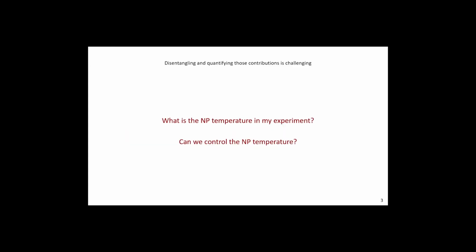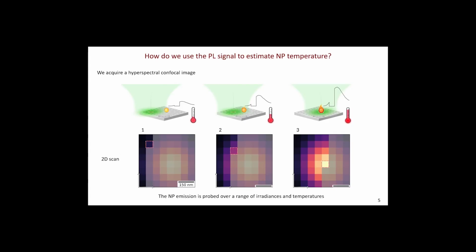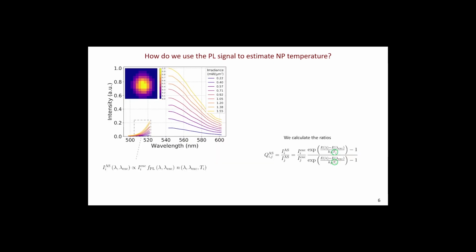But disentangling and quantifying those contributions is a challenging task, so we try to quantify the temperature of a nanoparticle to understand its role in our specific application. We did so by using the photoluminescent signal of a nanoparticle, particularly the anti-Stokes component, which has encoded the temperature information. By acquiring a hyperspectral confocal image, that is, making a 2D scan around the nanoparticle while acquiring the photoluminescent signal, we probe it over a wide range of irradiances and temperatures.